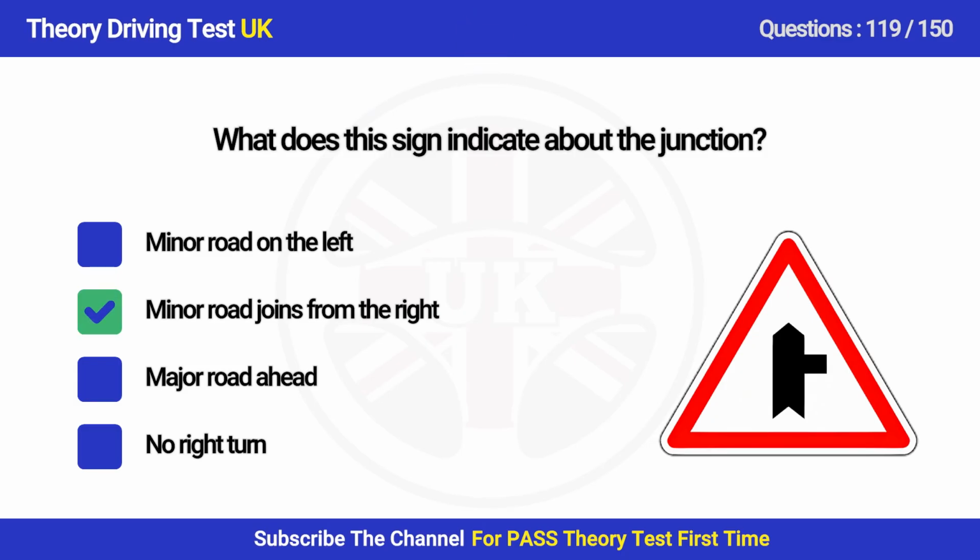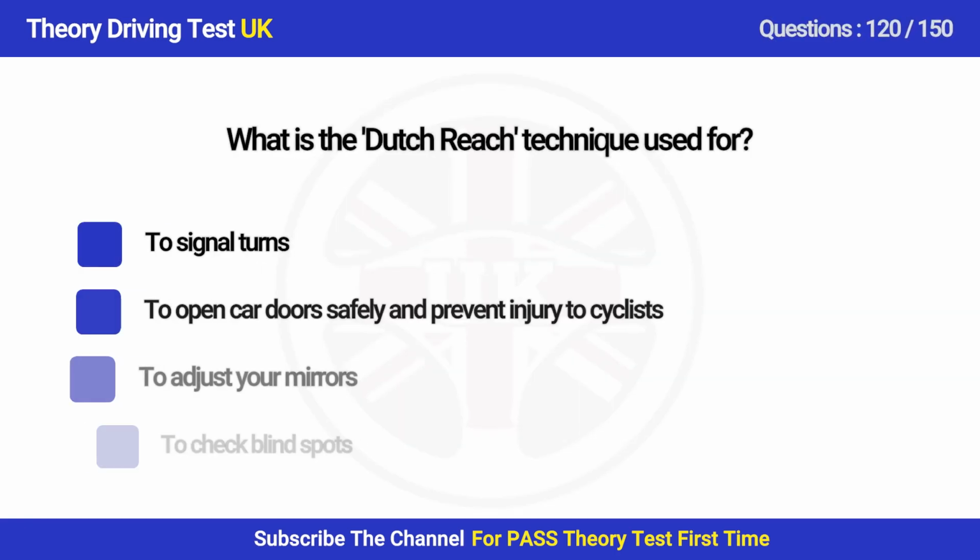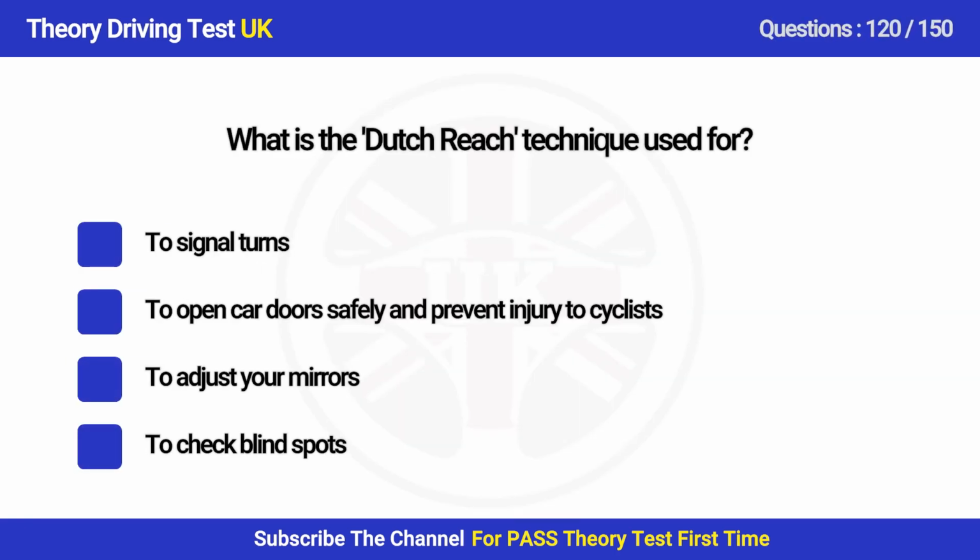Answers is B. Minor road joins from the right. This sign warns that a minor road joins your main road from the right ahead. You should be aware of traffic potentially emerging from or turning into this minor road, and adjust your speed and observation. Question 120. What is the Dutch reach technique used for?